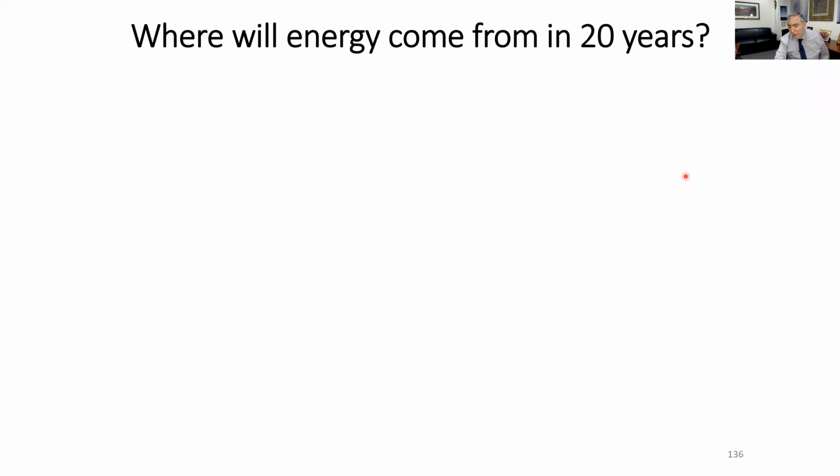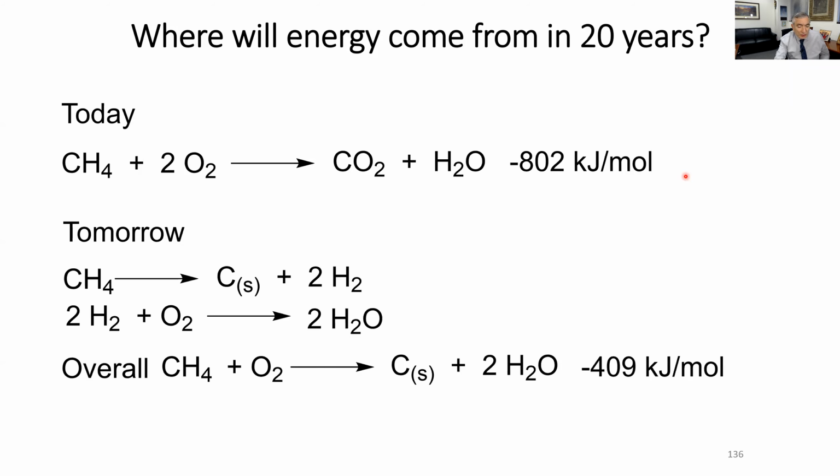Now, where's energy going to come from in the next 20 years? Well, today, what we do is you combust, in this case, say natural gas, and you make CO2 and water. And then what you could do later on is take methane and strip all the hydrogens off it. Then you get solid carbon. And then you take that hydrogen and mix it with oxygen and you get water.